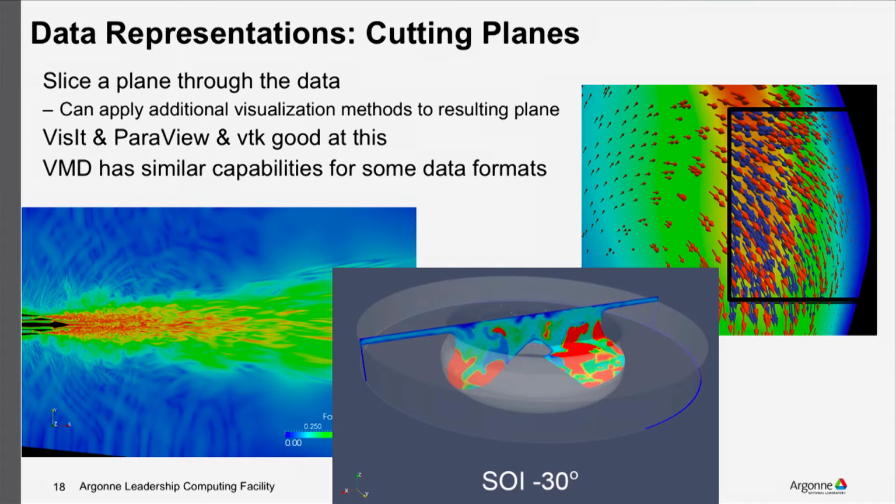So cutting planes are another common representation, which is exactly what it sounds like. It's basically a slice or a plane that you cut through the data and then color by a particular variable. Again, VisIt and ParaView are really good at this. There are also some similar capabilities in VMD.